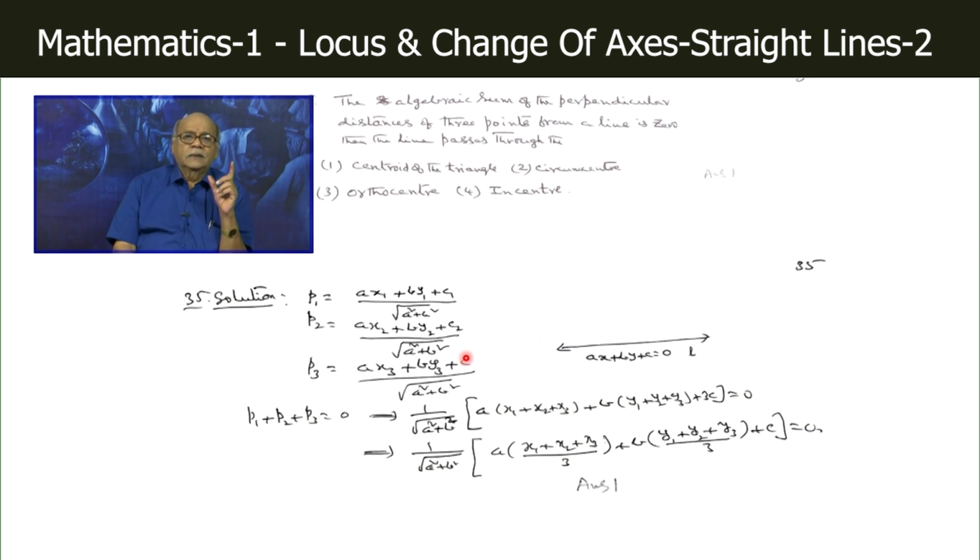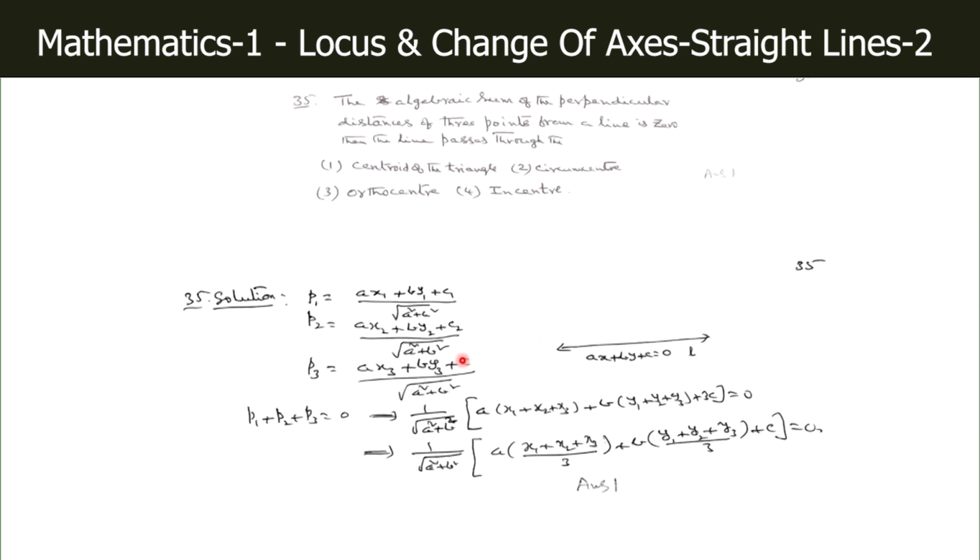Understand? That means the actual perpendicular distance is positive, which is mod. The perpendicular distance of the line Ax + By + C = 0 from the point (x1, y1) is |Ax1 + By1 + C| / root over (A square + B square). But algebraic distance means without modulus. Whatever sign you get, we take that sign.